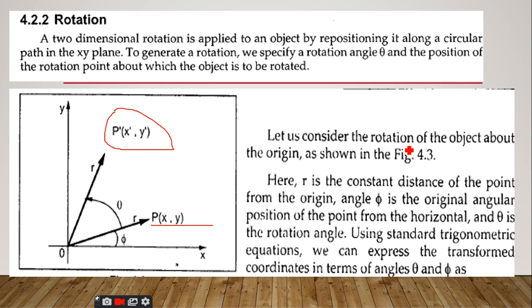Now here let us consider the rotation of the object about the origin. Here we consider the constant distance of the point, r, from the origin at an angle phi. It is the original angular position of the point from the horizontal, and theta is the rotation angle at distance r, and that gives the new point P dash, x dash. And we can express these transformed coordinates in terms of the angles theta and phi.